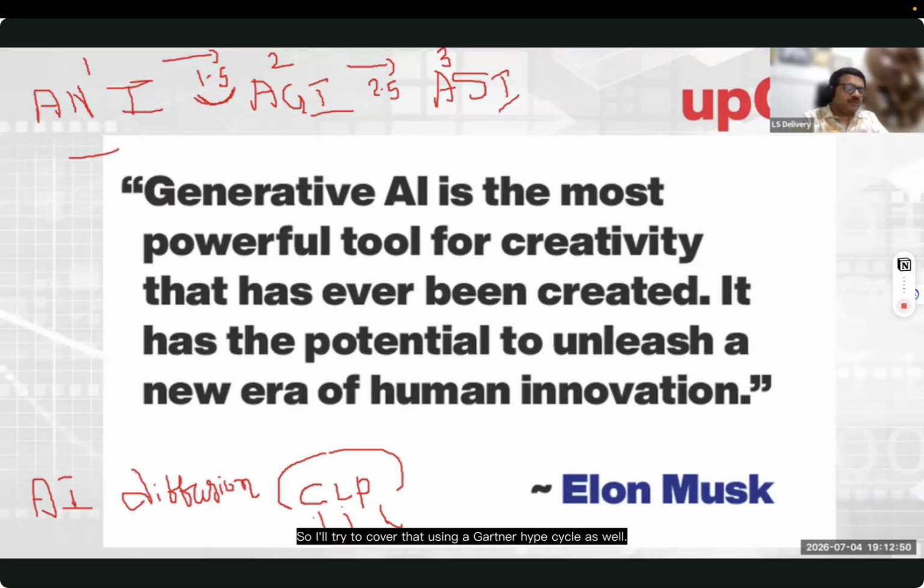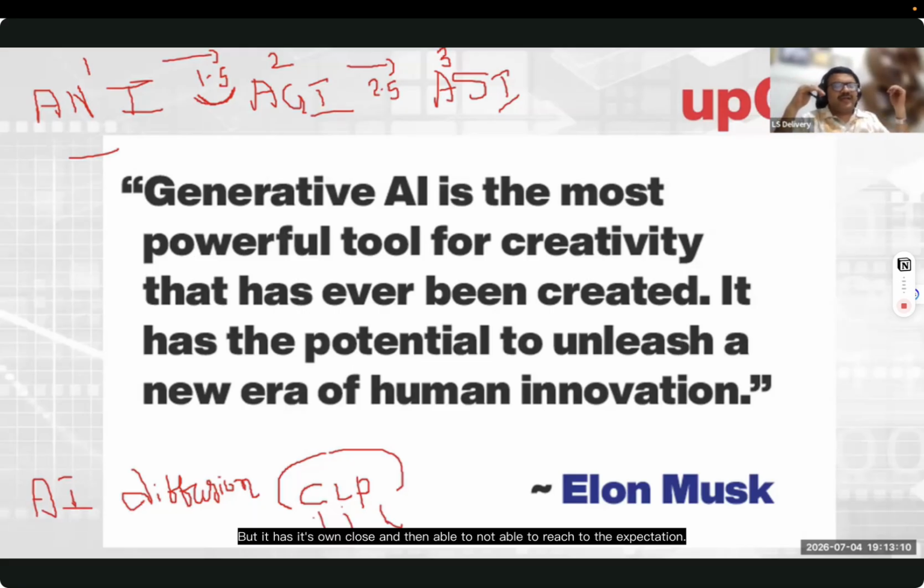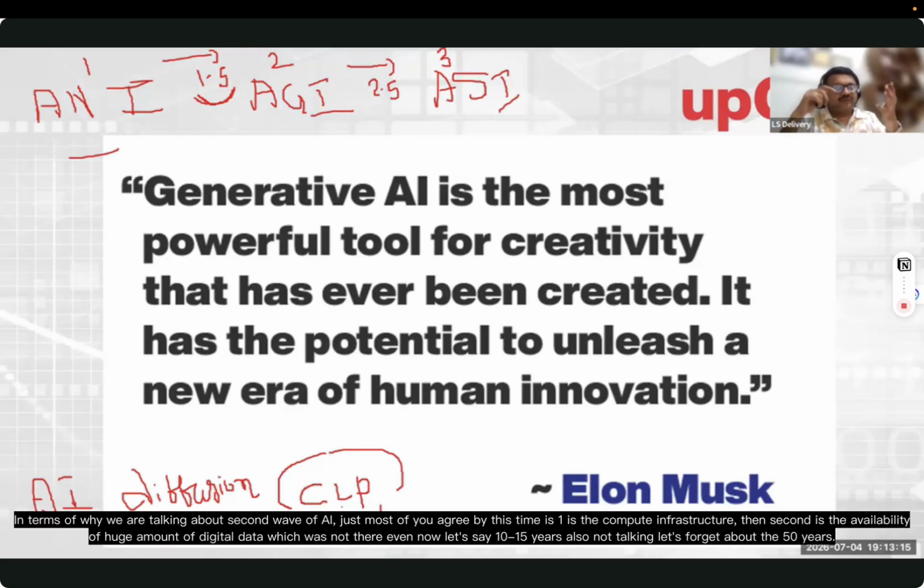Good point. I'll try to cover that using the Gartner hype cycle as well. I do have the slide, but let me answer briefly first, and then I'll cover some more points there. To reach ANI, it took a very long time. Deep learning, as you might have seen in its history, started almost 50 years ago, right? But it had its own AI winters and was not able to reach expectations, which is why we are talking about the second wave of AI.